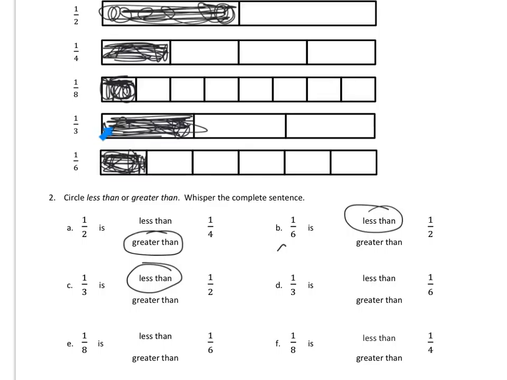So is 1/3 less than or smaller than 1/6, or is 1/3 bigger than or greater than 1/6? Definitely bigger. 1/3 is definitely bigger than 1/6, so we would say that 1/3 is greater than 1/6. 1/3 of a piece is a greater piece than 1/6 of a piece.